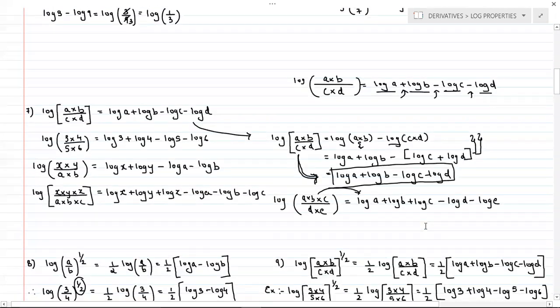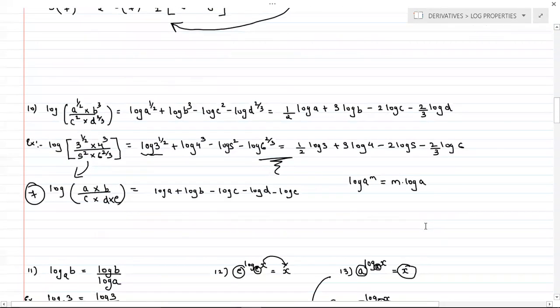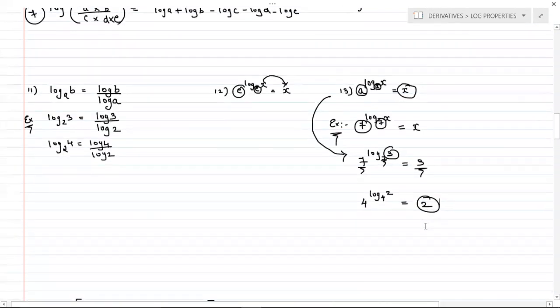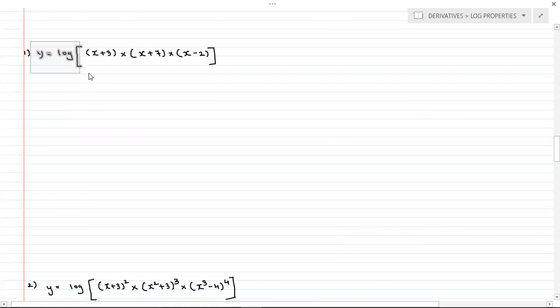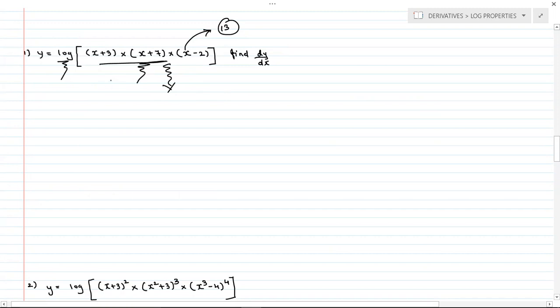In the next lecture we are going to see the sums based on these properties. For example, suppose it comes as y equals log of (x plus 3) into (x plus 7) into (x minus 2), and they say you have to find dy by dx. Without knowing the basic properties, all the 13 formulas, you cannot solve the sum, because clearly here we have log and certain terms in the bracket.